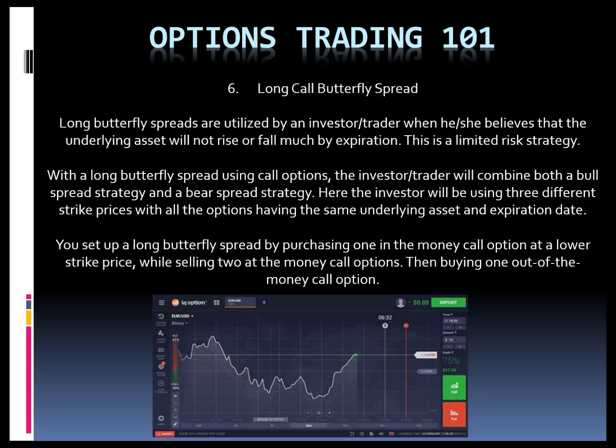You set up a long butterfly spread by purchasing one in-the-money call option at a lower strike price, while selling 2 at-the-money call options. Then we buy one out-of-the-money call option.